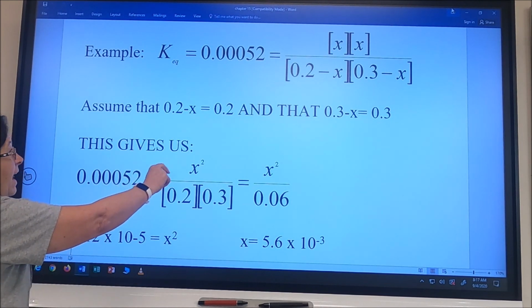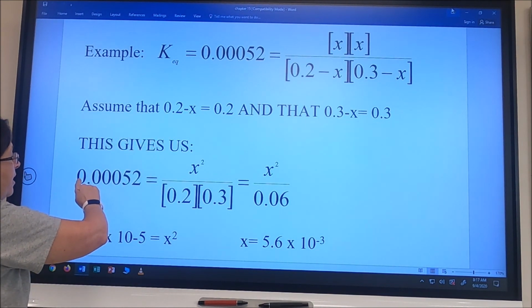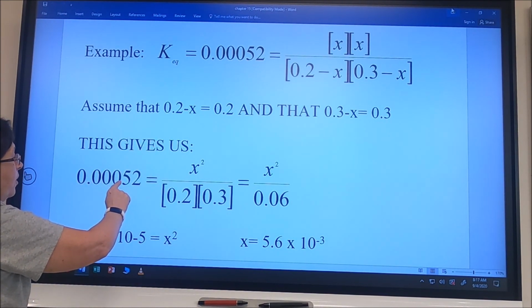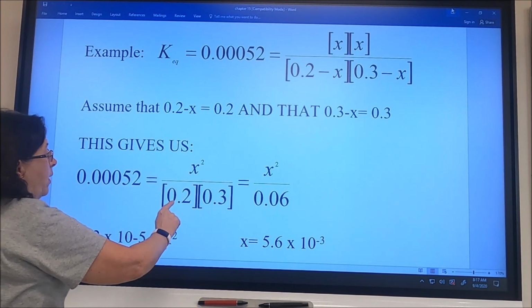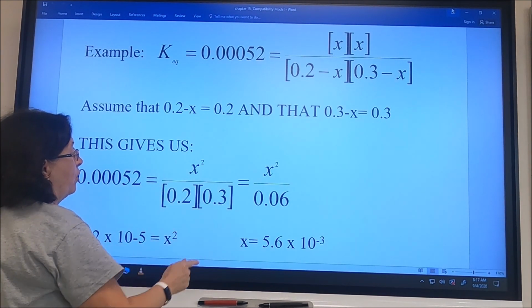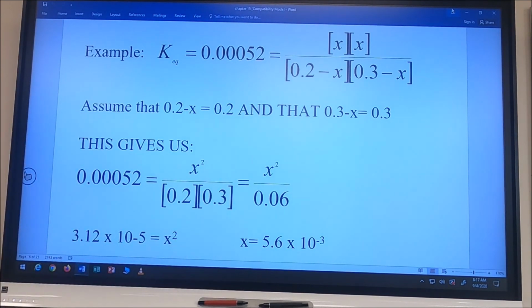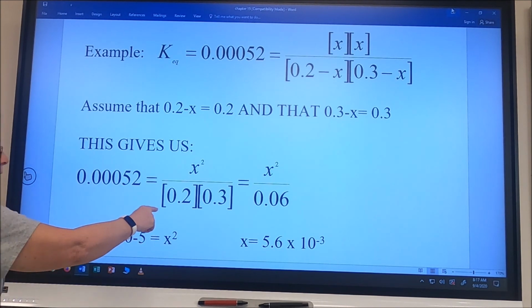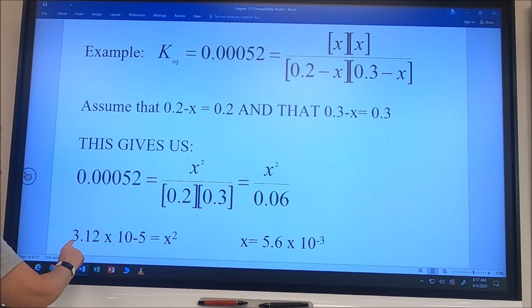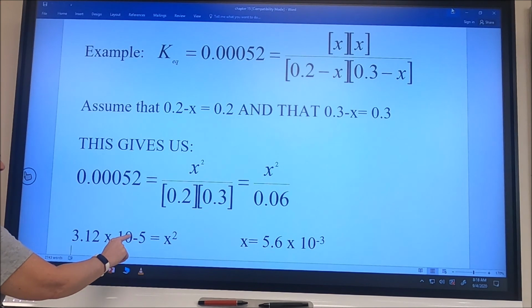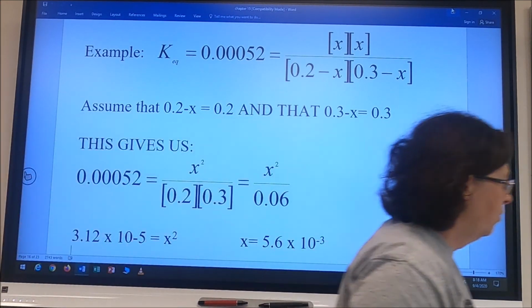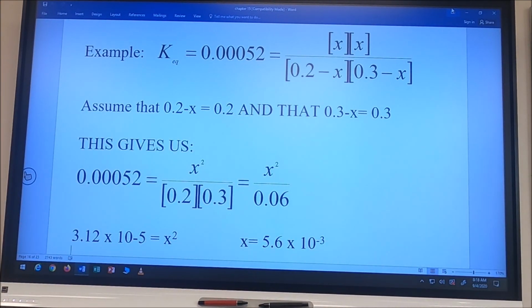So if I make that assumption, then I end up with 0.00052 is equal to x squared over 0.2 times 0.3, which is x squared over 0.06. Okay? So if I multiply through by the 0.06, I get 3.12 times 10 to the minus 5, and I don't know why that exponent came down, but let me fix that.